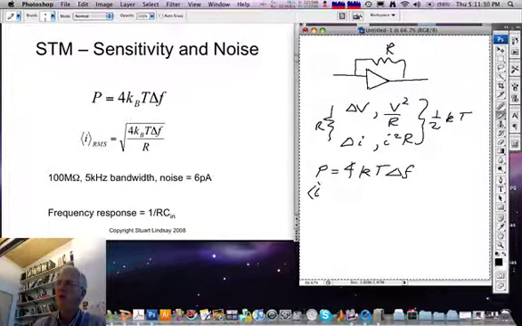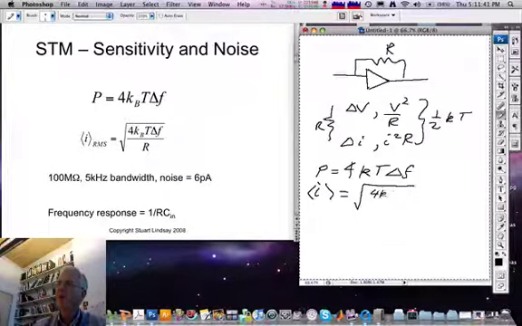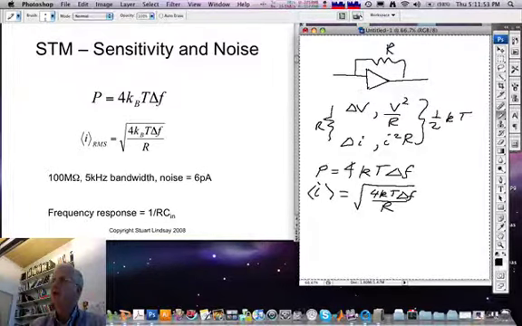The corresponding root mean square current fluctuations, from the definition of power as I squared R and Ohm's law, are 4 kT delta F over R. This would appear to tell us that the best choice for this resistor is infinity ohms. However, there is a second constraint here, which is that stray capacitance associated with the input forms a low-pass filter, and this limits the bandwidth of the amplifier.